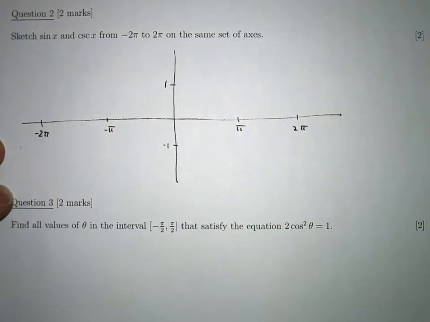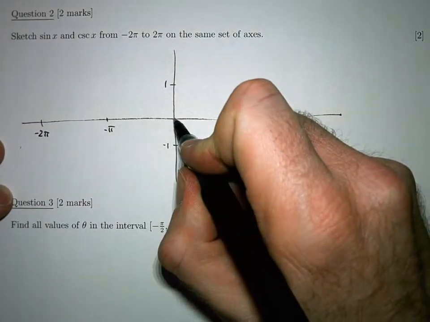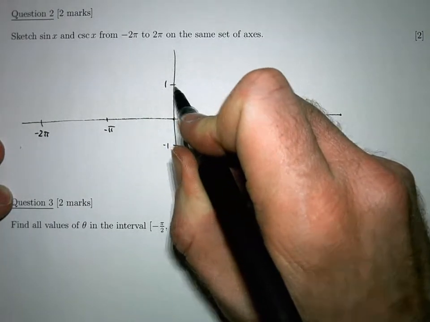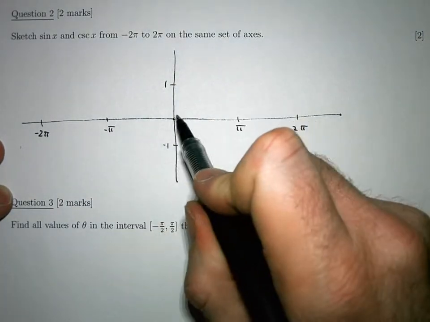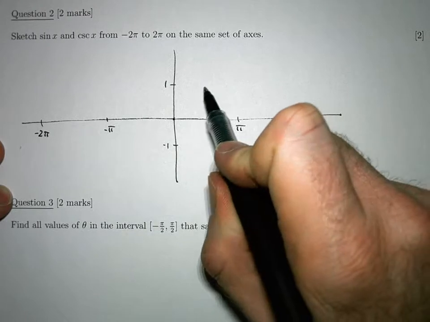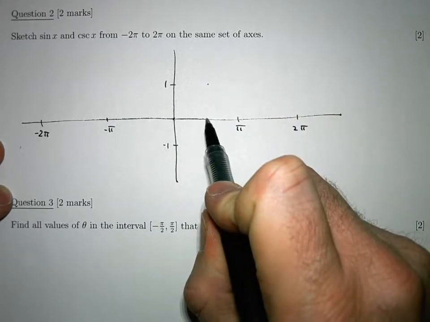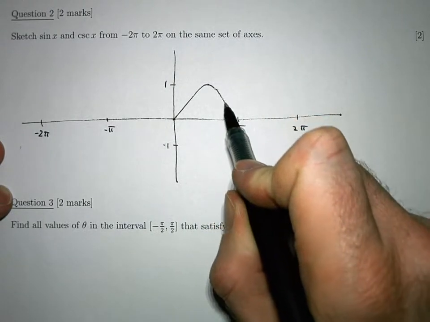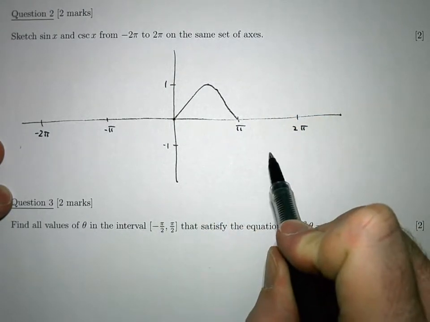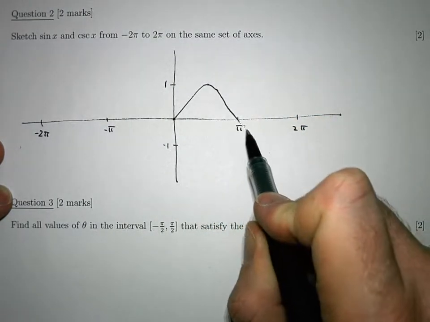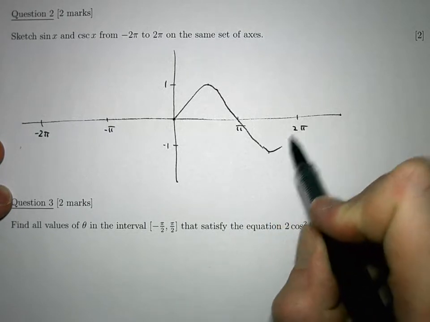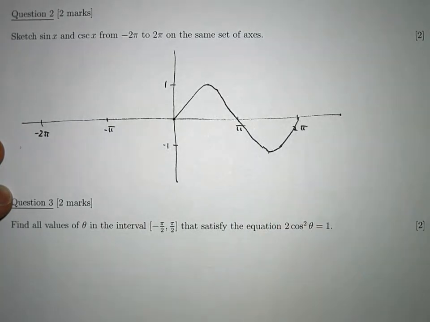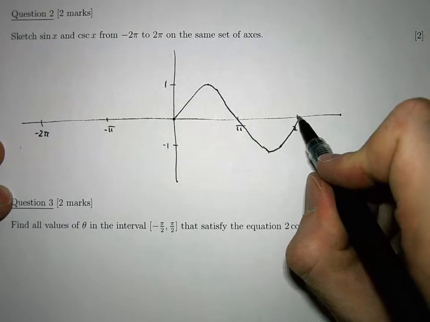Now, let's draw sine of x first. We know that starts at 0. Some of you made it start at 1. No, that's the cos graph. So sine of x starts at 0. It goes up to 1 at pi over 2. And it comes back down to 0 at pi, and it's got another little dip down and back up to 2 pi, 0 at 2 pi.